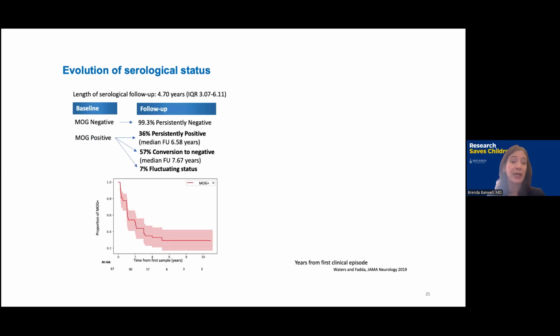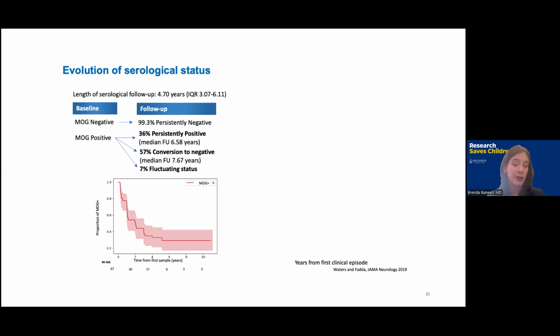And what we found is if you were negative at the beginning, you were negative over time. We really did not see patients become positive later in their history. If you were positive at the beginning, however, 36% stayed positive over years, and this was a median of almost 7 years. 57% though became negative, and 7% went up and down over the course of the study. But that's a really important point.